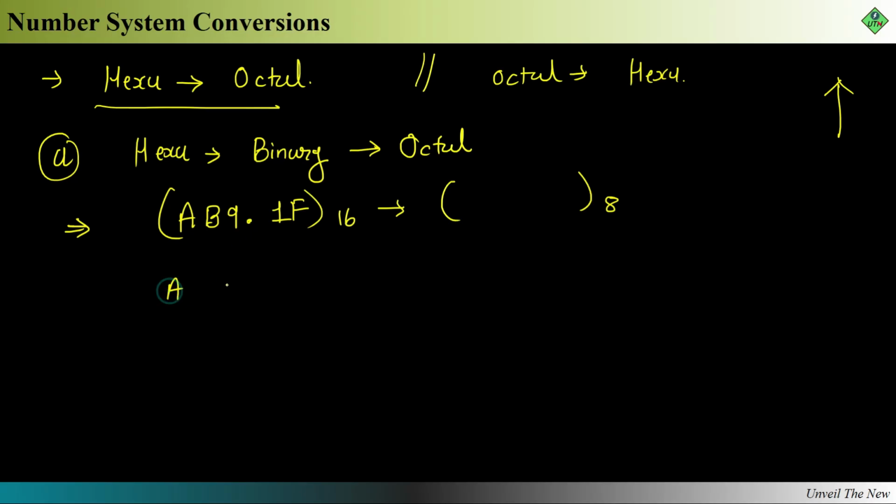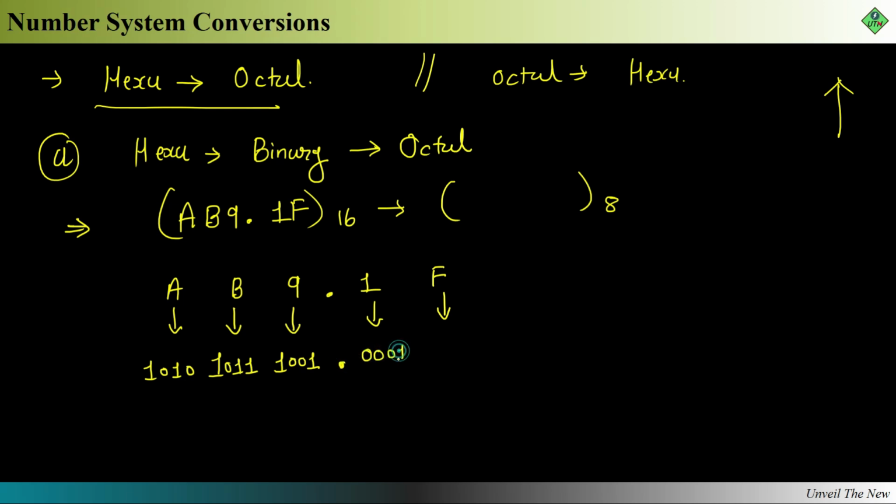First I am going to write down the binary of this hexadecimal number. I will write each digit of the hexadecimal number and then its binary in a group of 4 digits. For 9 the binary is 1001. For B, as it represents 11, the binary is 1011, and A represents 10, so its binary is 1010. For 1 the binary is 0001, and for F the binary is 1111. This becomes the binary of the hexadecimal number AB9.1F.